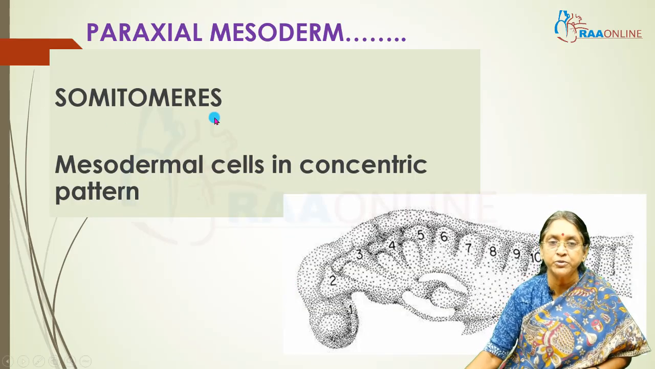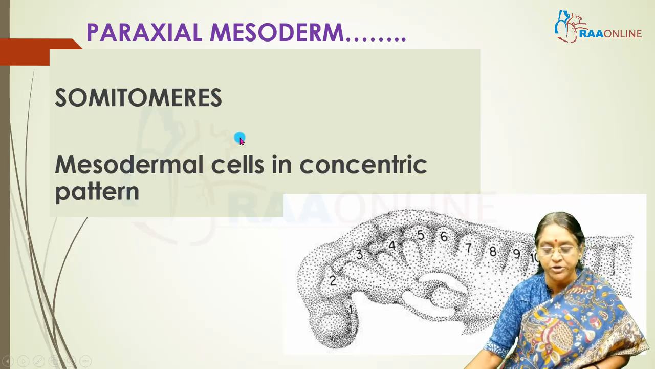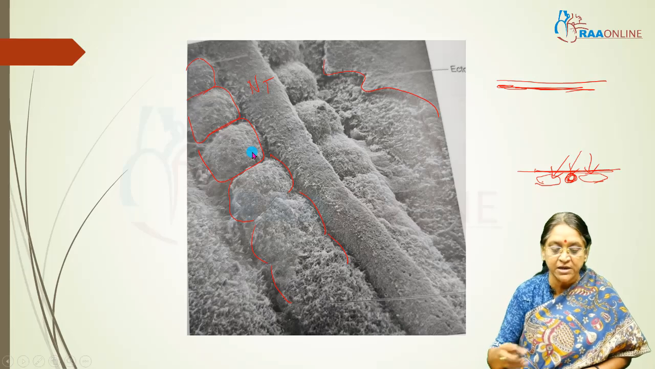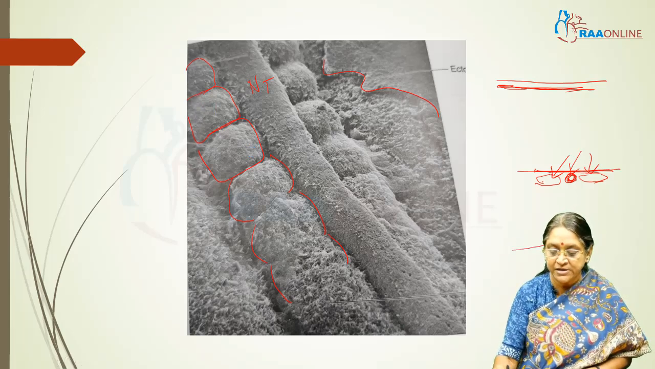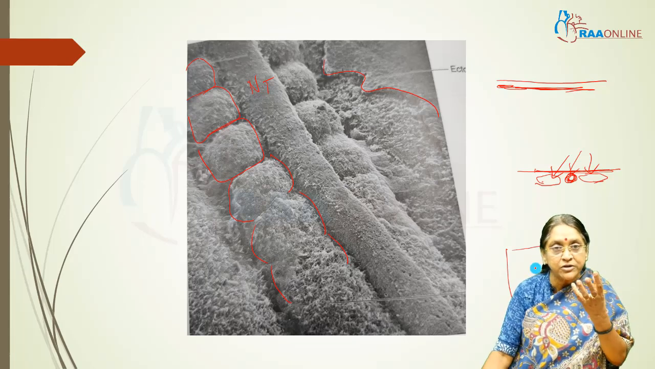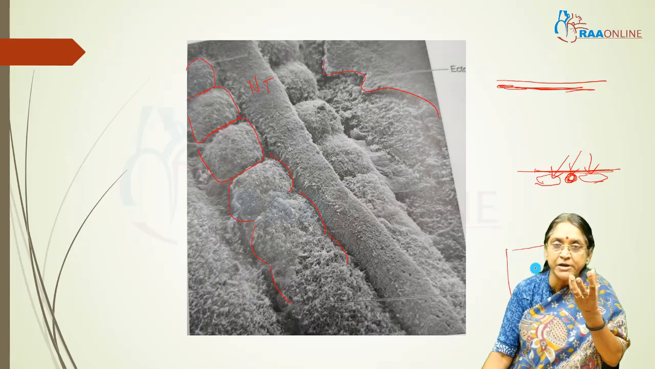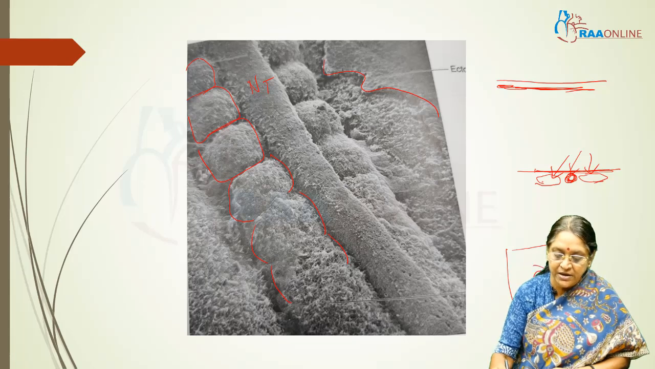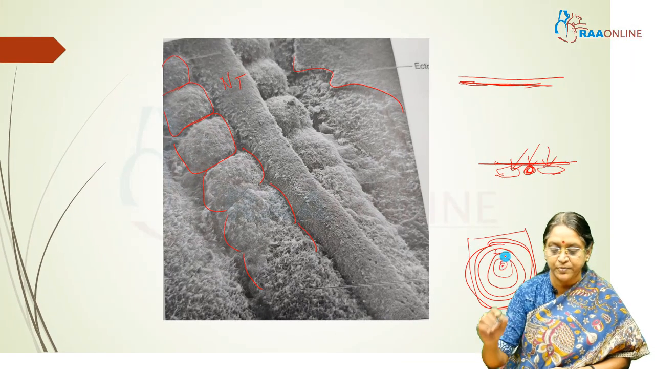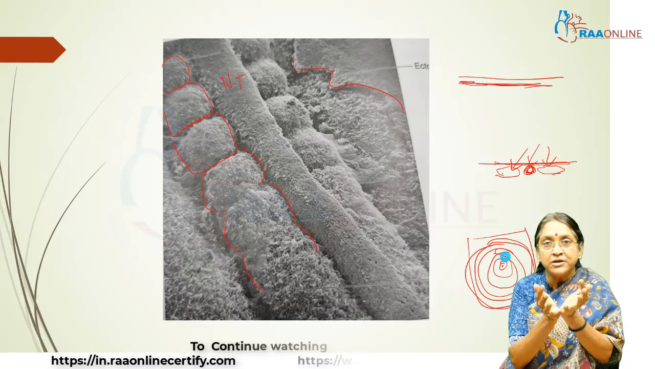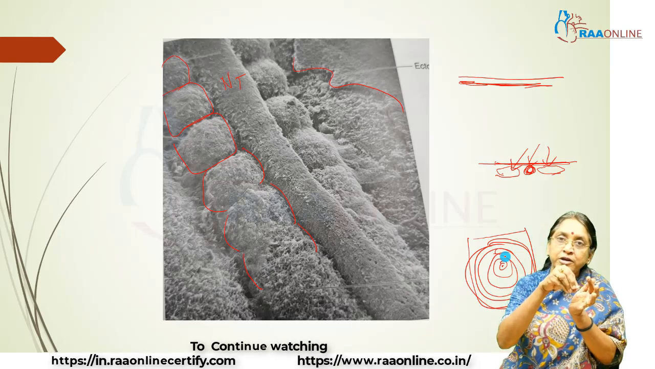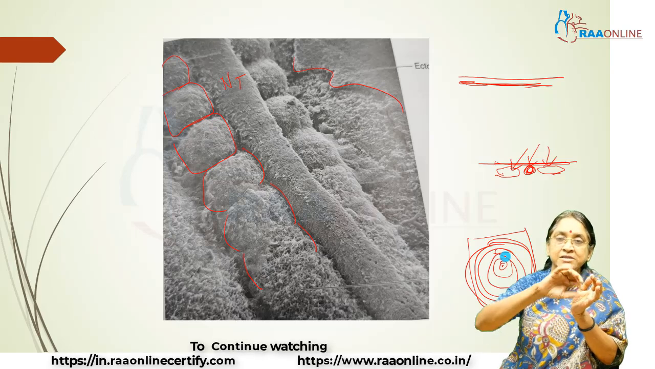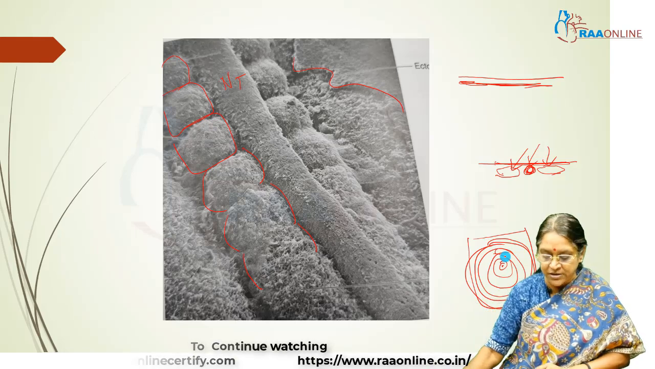Now what happens to the somatomeres? Inside the somatomere, if you take one single somatomere, if I say this is one single somatomere, there will be a central point for that unit. For that segment or unit, there will be a central point. So, the mesodermal cells are arranged in concentric whorls around that central core. Within that block, there is a central point and the mesodermal cells are arranged in whorls around that central point.